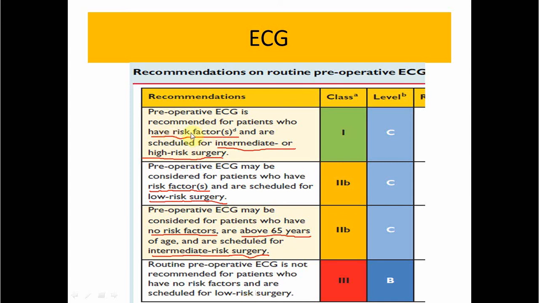But if the patient has more risk factors and undergoes intermediate or high risk surgery, it is class 1 to do ECG. If the patient has risk factors and will undergo low risk surgery, it may be done. It is a class 2B. And if the patient has no risk factors, or the patient is above 65 years but will undergo intermediate risk surgery, ECG may be done. So ECG is not routinely done for patients above 65 years of age. It is only done if the patient above 65 years of age will undergo intermediate risk surgery, the class 2B, as we mentioned before. Okay.